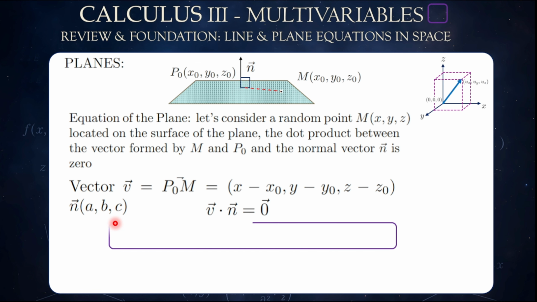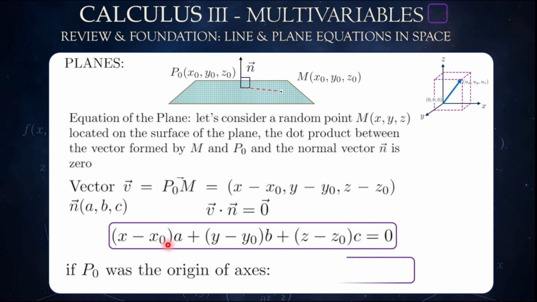So (x minus x0) times a plus (y minus y0) times b plus (z minus z0) times c is equal to 0. This is the equation of the plane. Now, if P0 was the origin of the axes, meaning that x0, y0, z0 are equal to 0, then the equation of the plane becomes ax plus by plus cz equals 0.